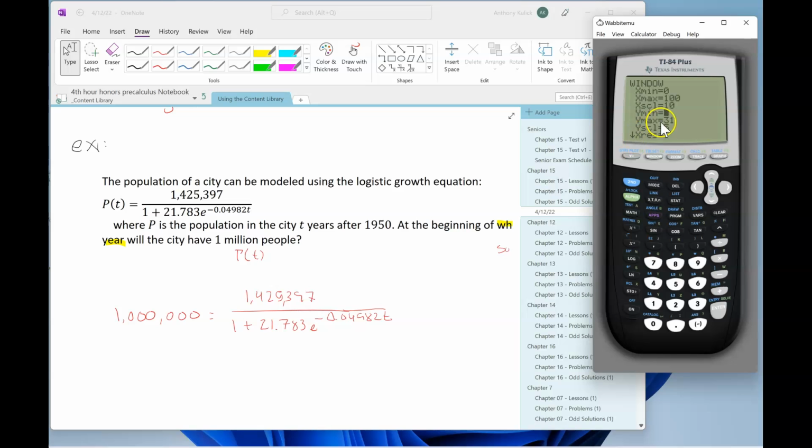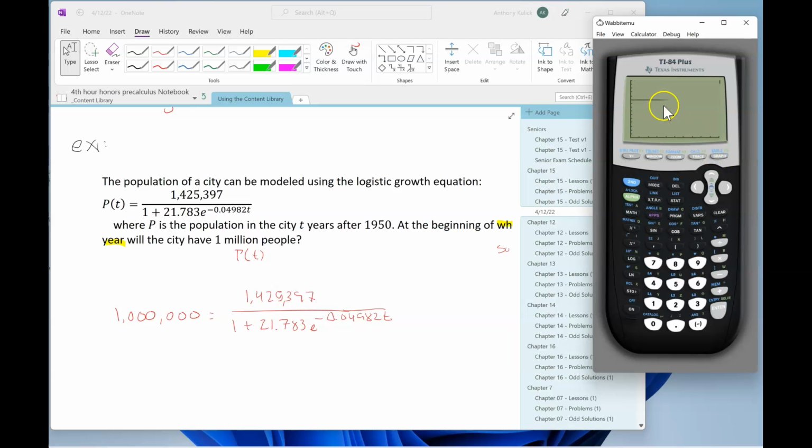The Y minimum, well, again, I know the minimum population the city can have is bounded by the horizontal asymptote Y equals 0. And the maximum population the city can have is bounded by the horizontal asymptote Y equals C. Now, I'm not going to type in that ugly number. I'm just going to type in 1.5 million. And we'll go by 100,000s or something. Everybody's okay with that?